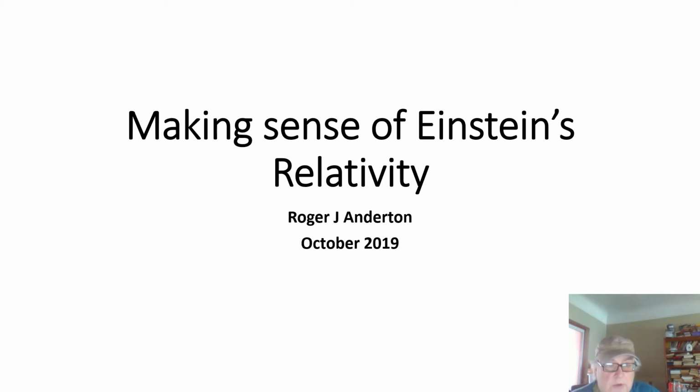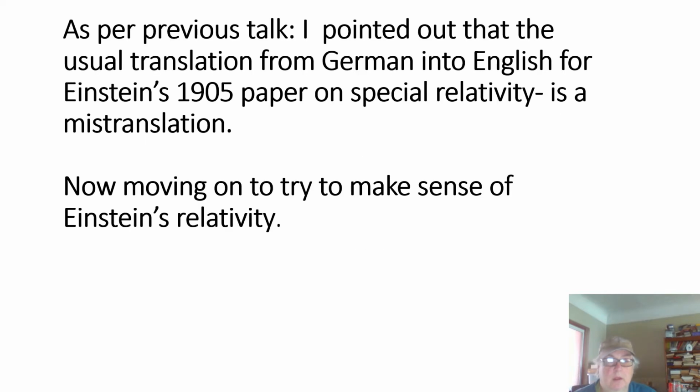So this talk is about making sense of Einstein's relativity. As per a previous talk, I pointed out that the usual translation from German into English for Einstein's 1905 paper on special relativity is a mistranslation. So I'm trying to make sense of Einstein's relativity from a better translation.